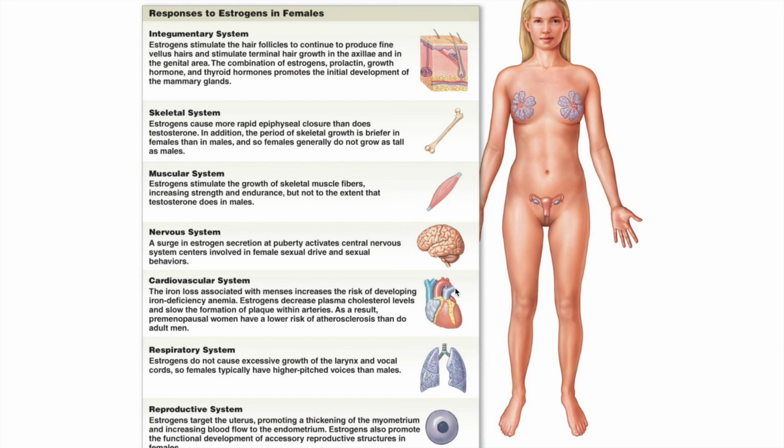It's going to decrease plasma cholesterol levels and slow the formation of plaque in arteries. We need the women to be around longer so they can take care of the babies, I guess. Also, this estrogen in the reproductive system, it's going to cause functional maturation of the uterus and the development of the accessory reproductive structures.